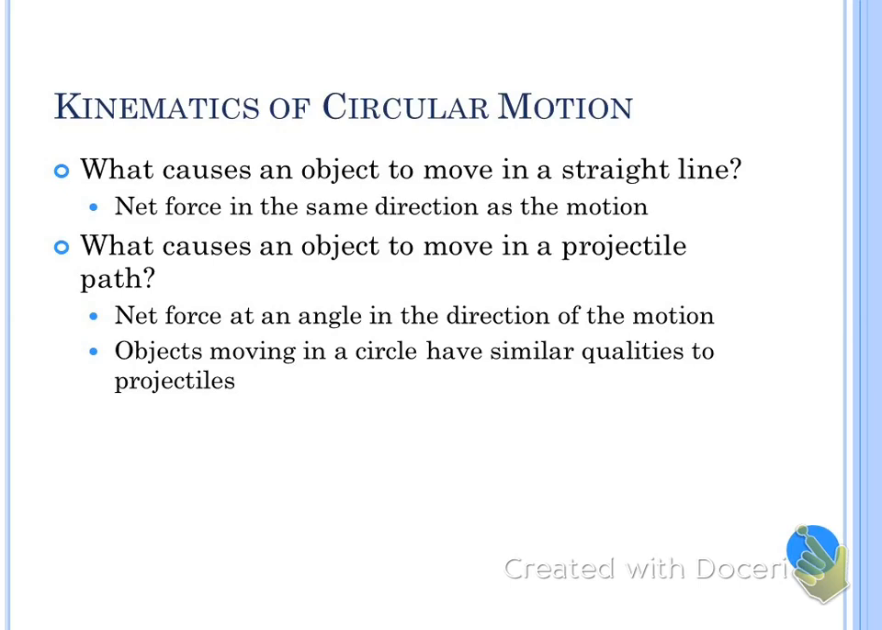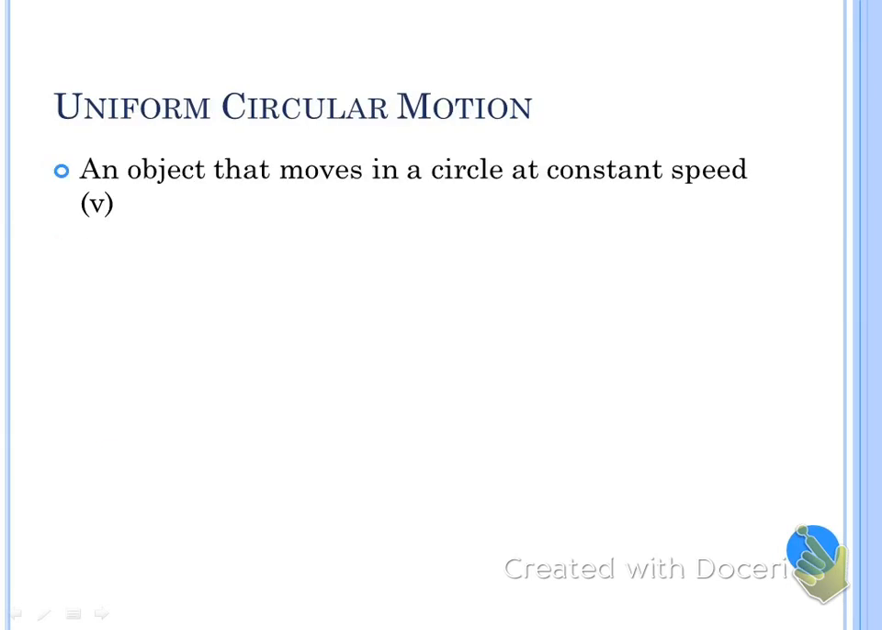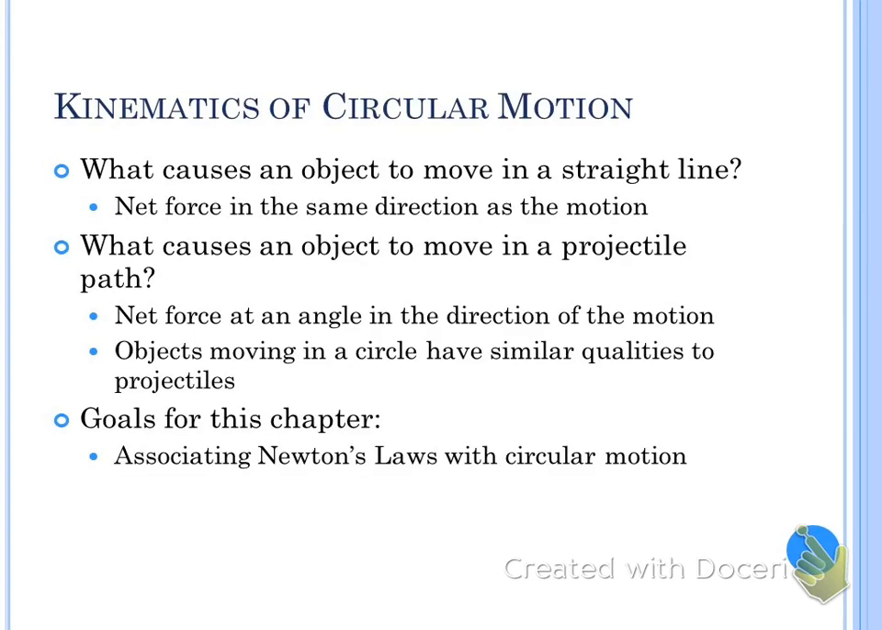When we look at objects in a circular motion or a circular path, they have similar properties to projectile motions. Okay? They're moving in both that horizontal and vertical direction. So here's a couple things that we're going to study for this chapter. You don't have to necessarily write down these goals. This is what we're going to look at for the majority of this chapter: we're going to connect Newton's laws to circular motion.